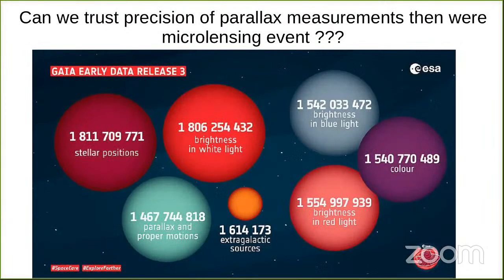Now a little bit about Gaia data. Here it is already, this slide you saw in one of the first presentations on Monday. So this is familiar to you. But here I would like to draw your attention to this bubble, that it is parallax and proper motions. Is it reliable in our case?